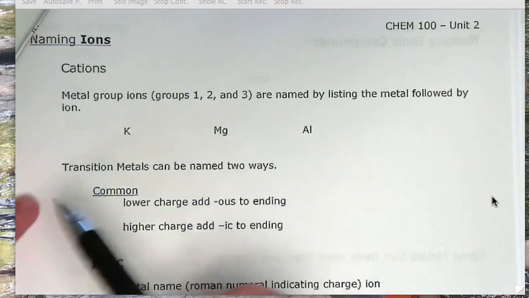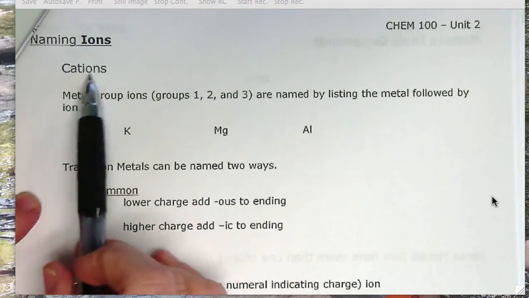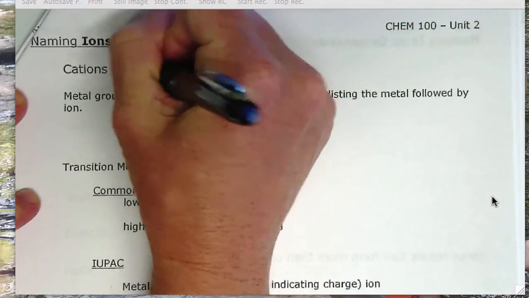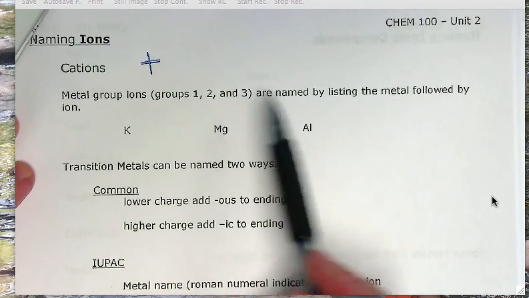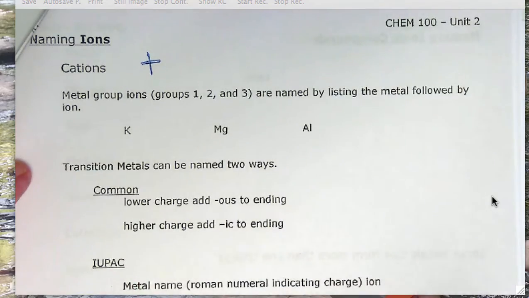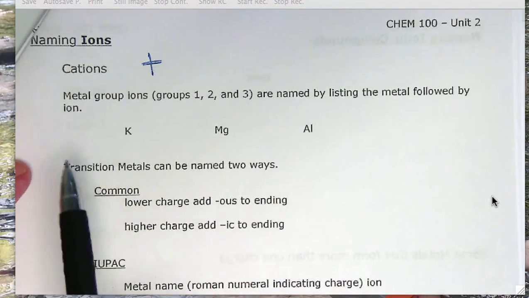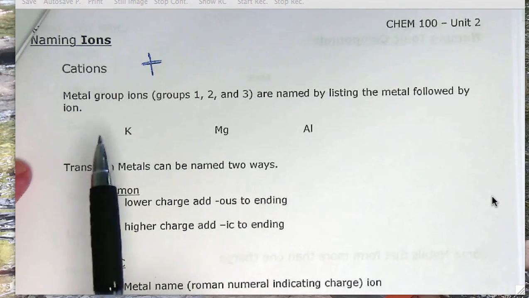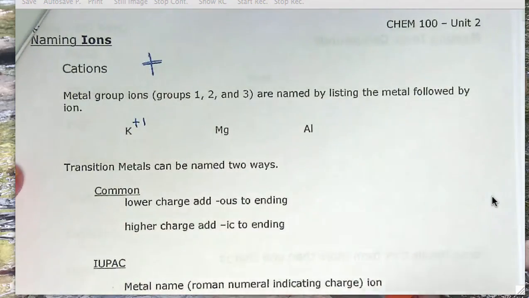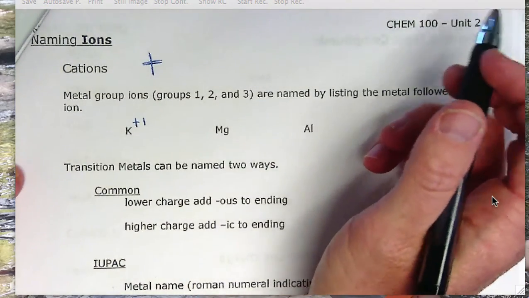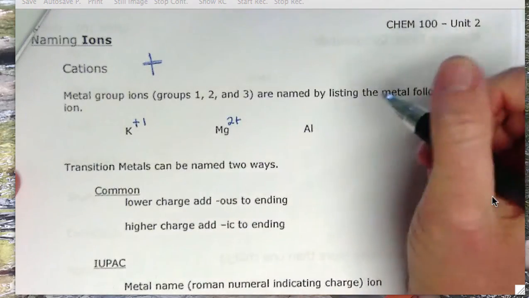Okay, so cations, right? These are the ones that are positively charged. So we're going to learn how to name the ions, then we're going to learn how to name the compounds. So remember that ionic compounds are made up of ions. So metal ions, groups 1, 2, and 3, are named by listing the metal followed by the word ion. So what's the charge on potassium when it forms an ion? +1, good, or 1 plus. What about magnesium? 2 plus. What about aluminum?